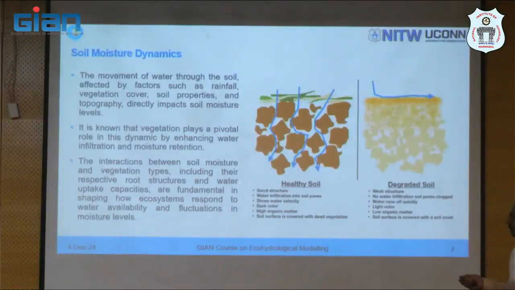Okay. So, the interaction between soil moisture and vegetation types, including root structures and water uptake capacities, is fundamental in shaping how ecosystems respond to water availability and fluctuations in moisture levels. How your soil moisture levels change affects the ecosystem, right? And that is where you have a well structured soil because of the presence of vegetation, which creates pore spaces for the water to percolate and infiltrate. Whereas, on the other hand, you have a non-vegetated soil where, because of the compaction on the surface, the infiltration will also be much less.